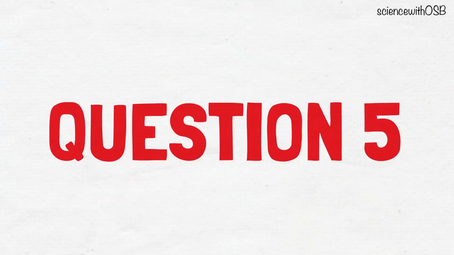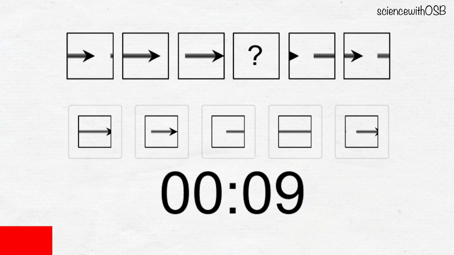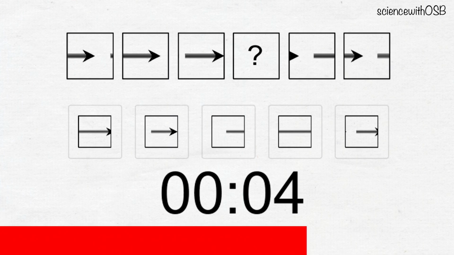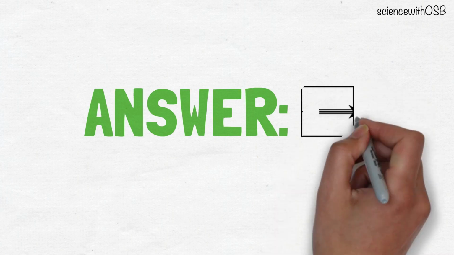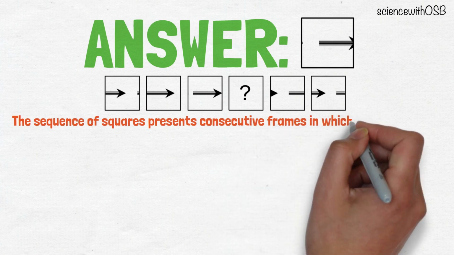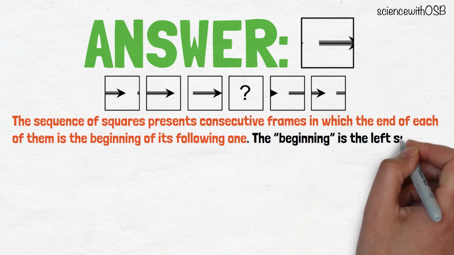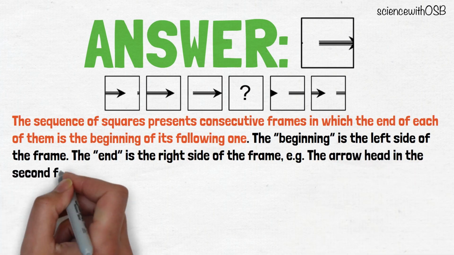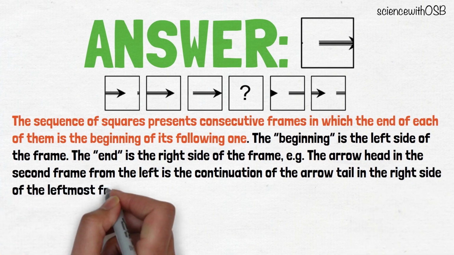Question number 5. Choose the image that completes the pattern. The correct answer is option 5. The sequence of squares presents consecutive frames in which the end of each of them is the beginning of its following one. The beginning is the left side of the frame, the end is the right side of the frame. For example, the arrowhead in the second frame from the left is the continuation of the arrow tail in the right side of the leftmost frame.